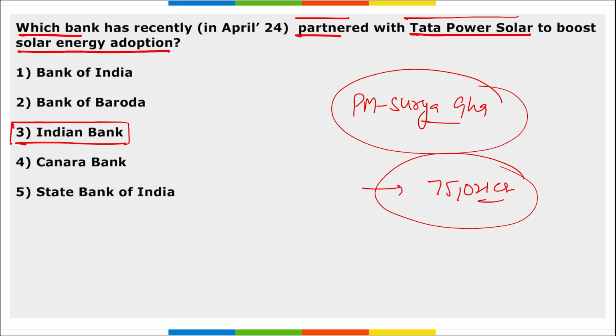Under this PM Surya Ghar Muft Bijli Yojana, residential consumers can avail a loan of up to 2 lakh rupees at an annual interest rate of 7%.